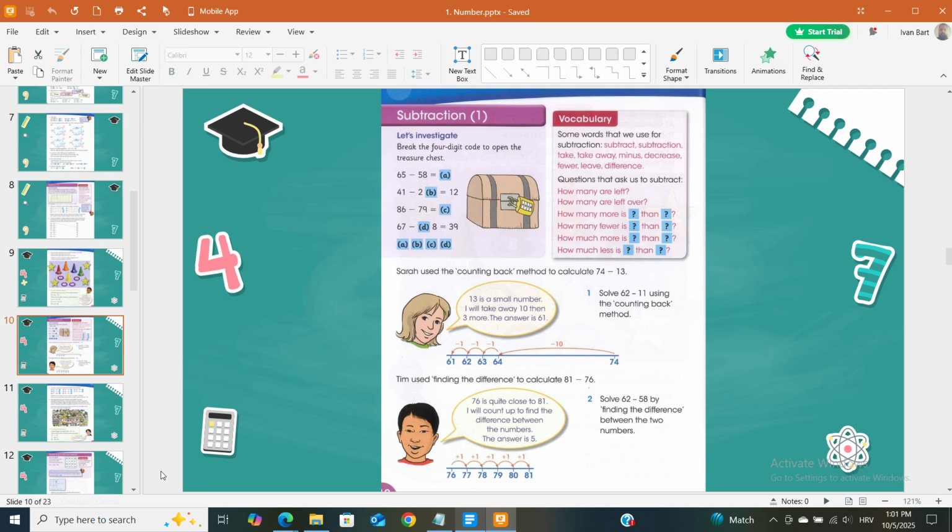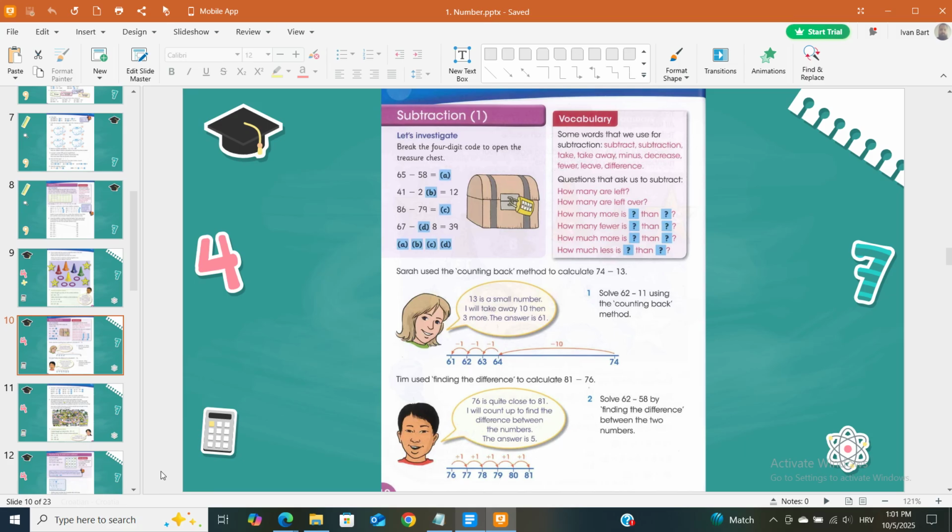Some words that we use for subtraction: subtract, subtraction, take, take away, minus, decrease, fewer, leave, difference. Questions that ask us to subtract: How many are left? How many are left over? How many more is than?